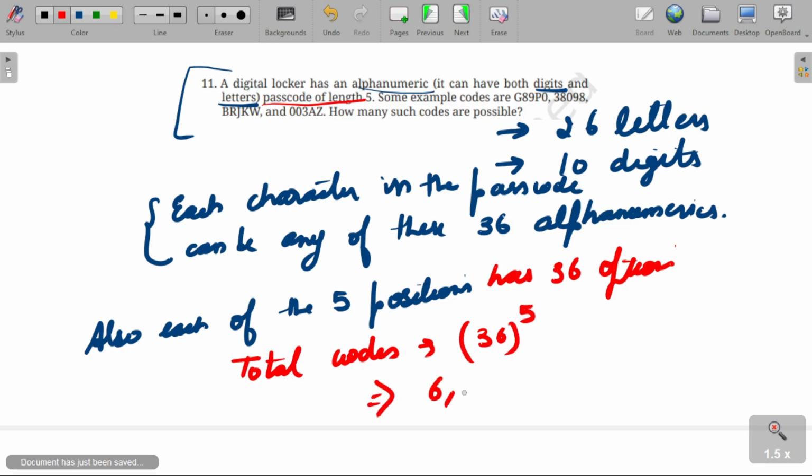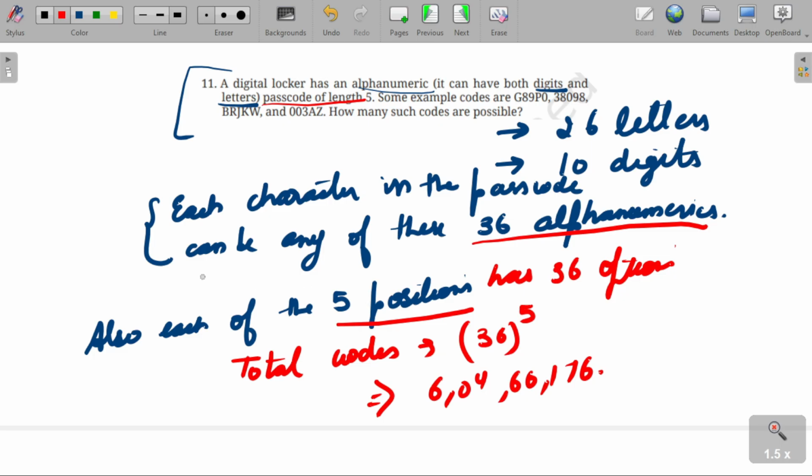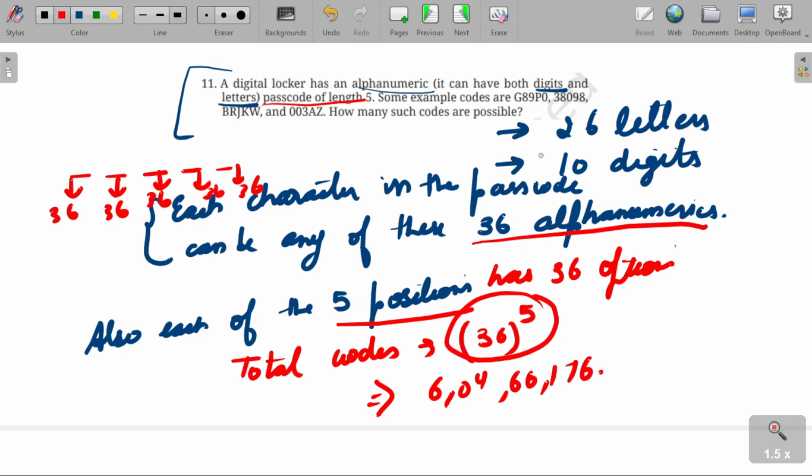The answer will be a bit larger. So this will be the answer. We'll use 36 alphanumerics here, and for the 5 positions, every position has 36 choices. That's why we are making them like this.